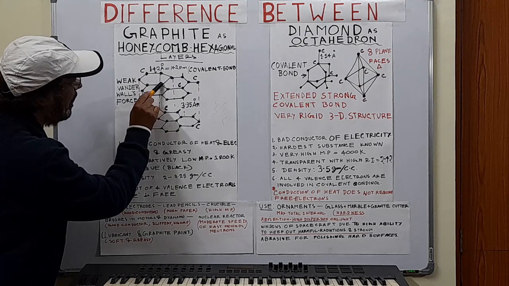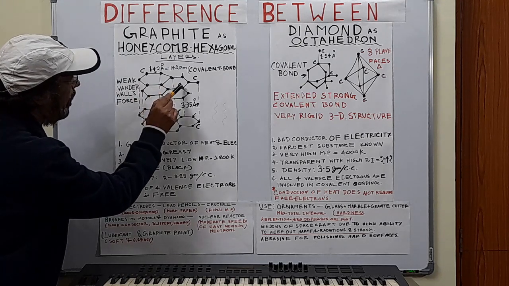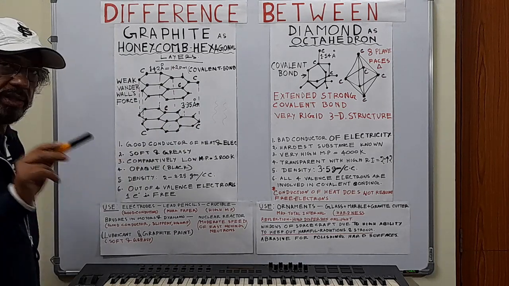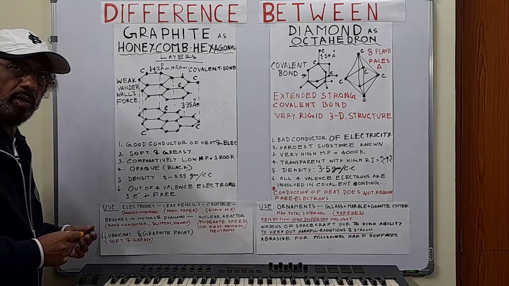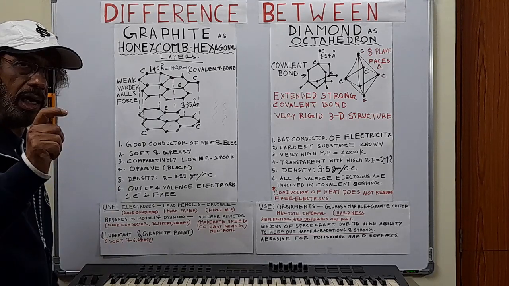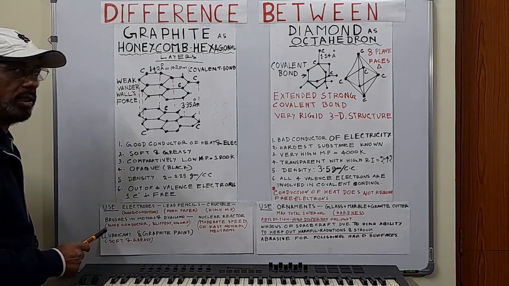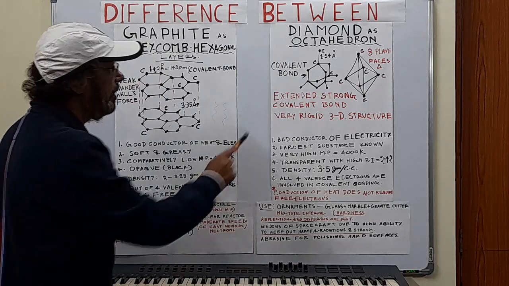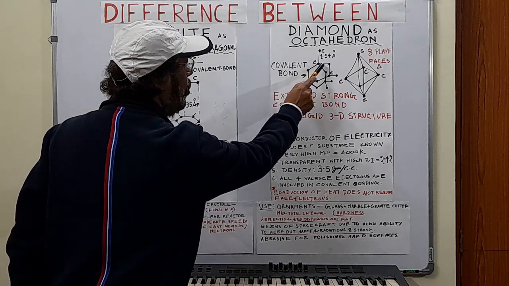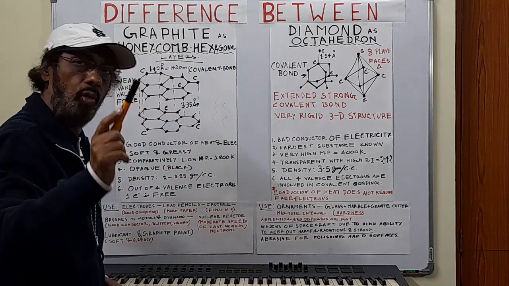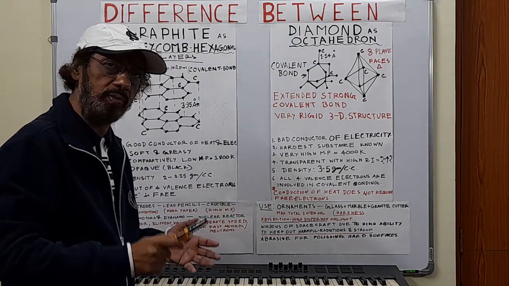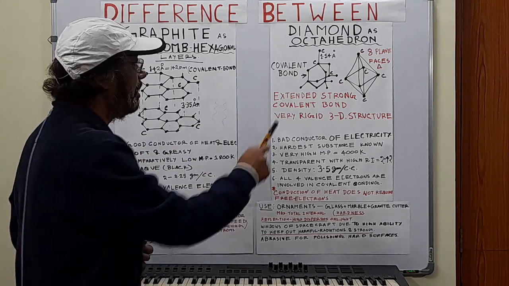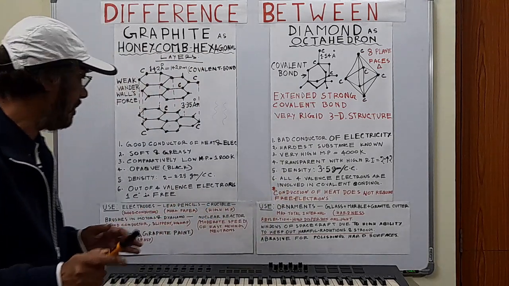And you can see here, this is carbon 1, 2, 3. This is carbon atom 1, 2, 3. So out of 4, 3 electrons are utilized in the formation of covalent bonds. Therefore, 1 electron is free, and that is responsible for graphite being a good conductor of electricity. In the case of diamond, if we consider this carbon atom 1, 2, 3, 4, that means all the 4 valence electrons are involved in the formation of covalent bonds. So there are no free electrons. As a result, diamond is a bad conductor of electricity.